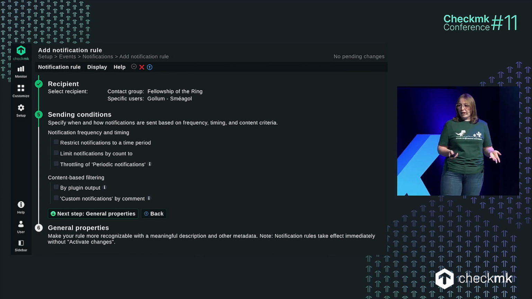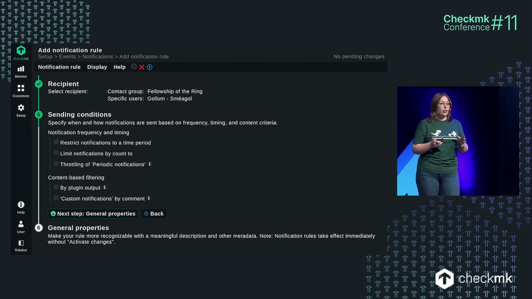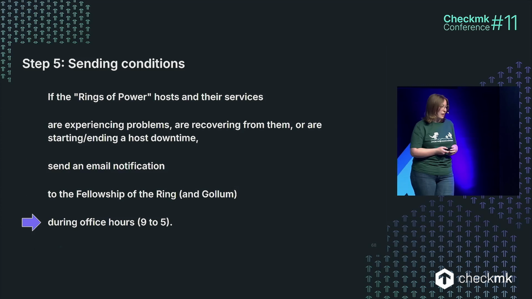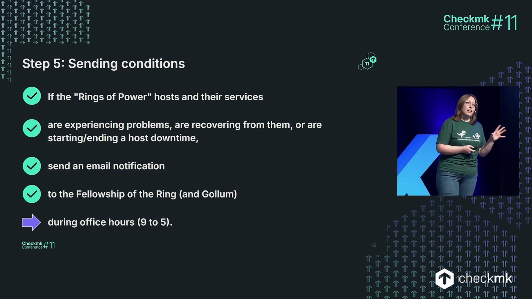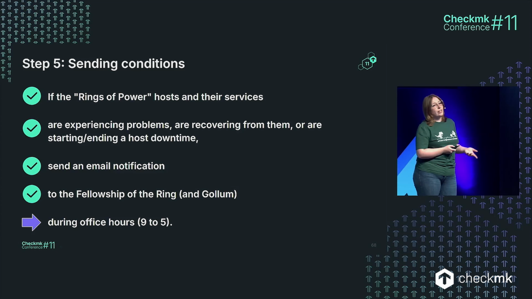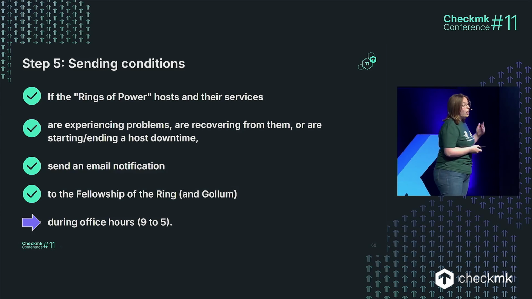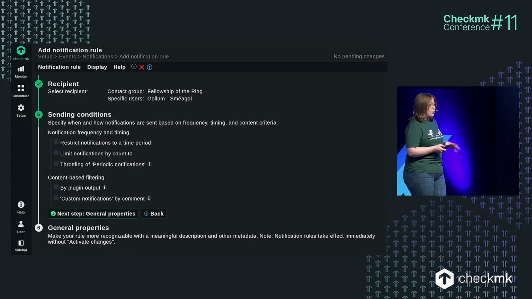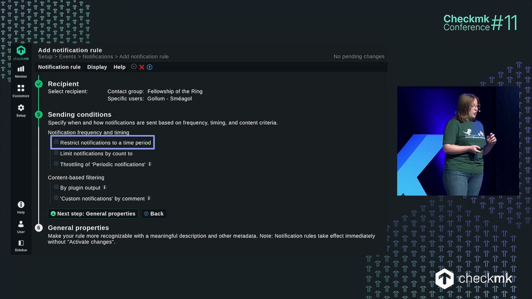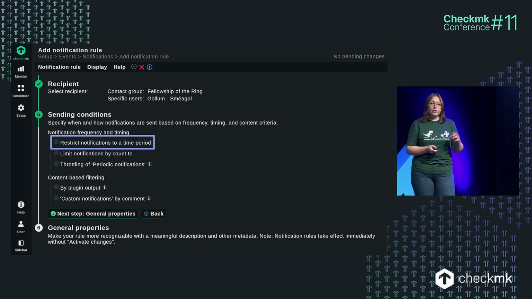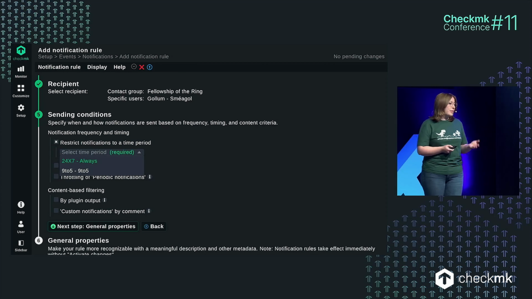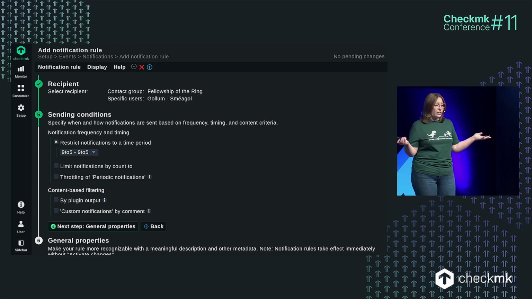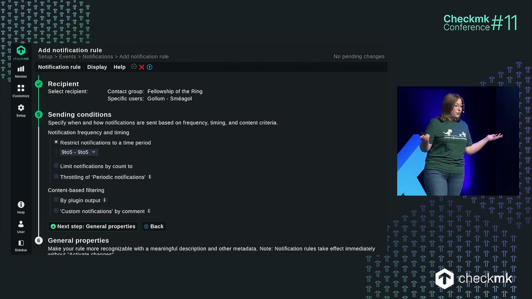In step number 5, we can set additional conditions based on frequency, time, and content criteria. The last open task in our little scenario is to define that notifications should only be sent during office hours, which means in our case between 9 and 5. So we need to select the first option, restrict notification to a time period, and simply select the time period 9 to 5 here. Wonderful. No disturbances during the night.